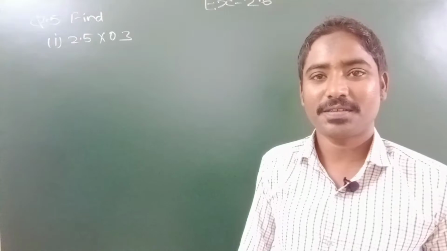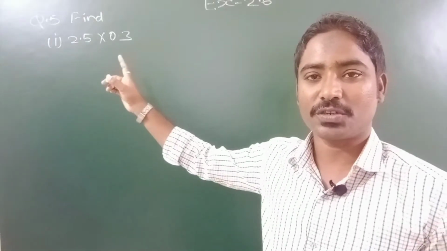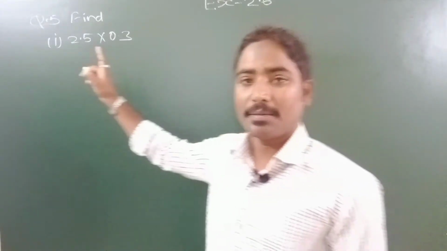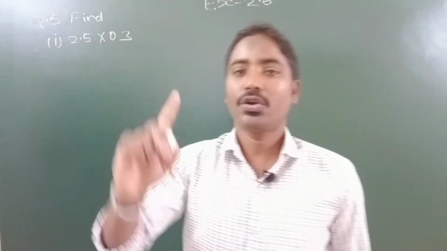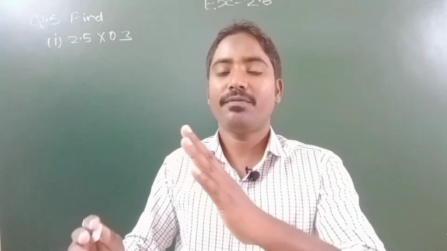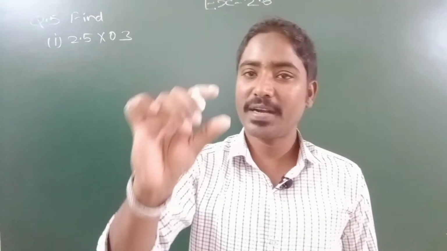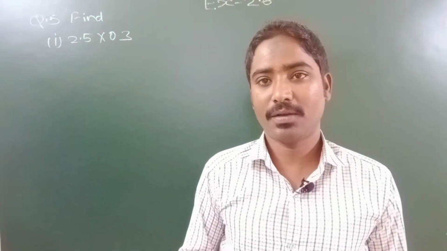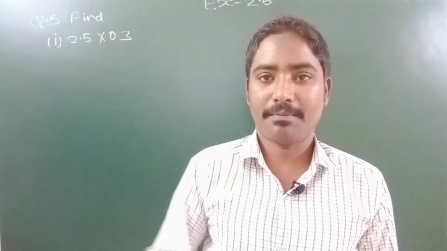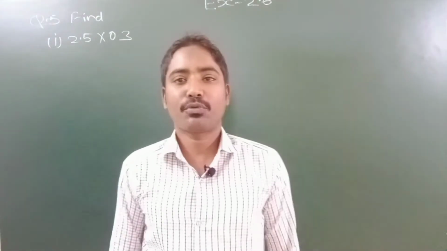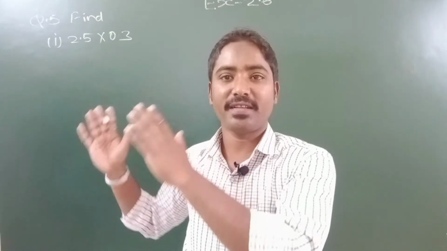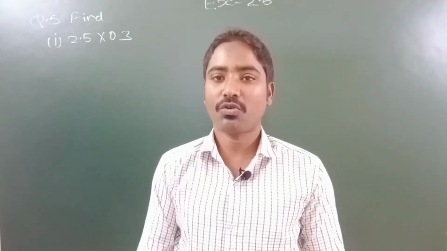So in today's session we will solve the last question, number 5 of exercise 2.6. Here basically multiplication of two decimal numbers is given, students. In the previous question we saw multiplication of one decimal number and one whole number. Now here we will see the multiplication of two decimal numbers. The procedure for finding the product of these numbers is also the same.